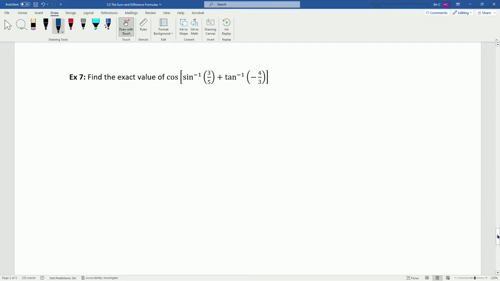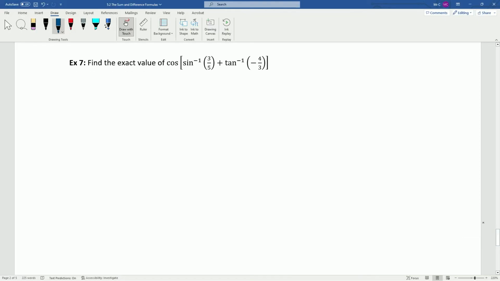Okay, so now we have an example that is very similar, but a little bit trickier. It's not really any more difficult. It's just that we also have to remember our properties for our inverse trig functions. If you're rusty on that, it's going to make it a little bit harder here because we're going to have to use those properties constantly. So the first thing to keep in mind is, I've got cosine of sine inverse of 3/5 plus tangent inverse of negative 4/3.